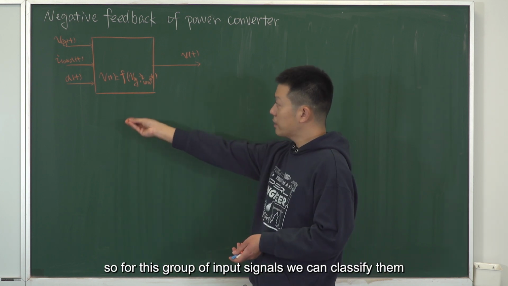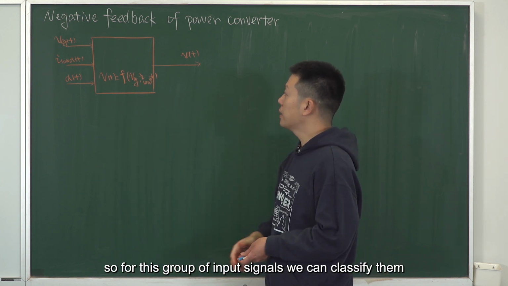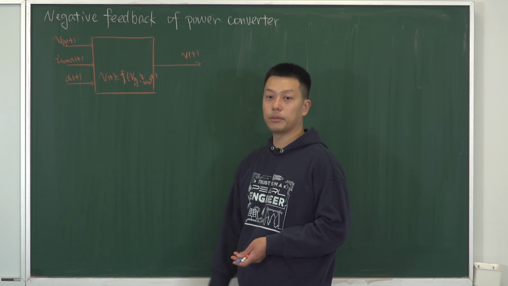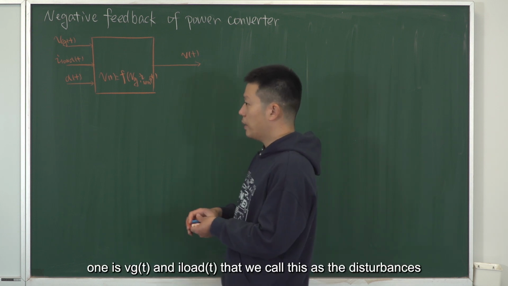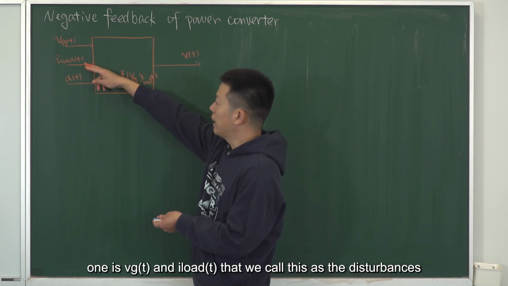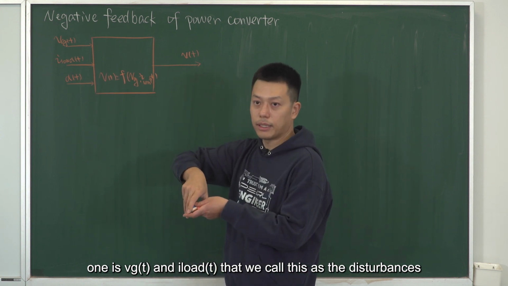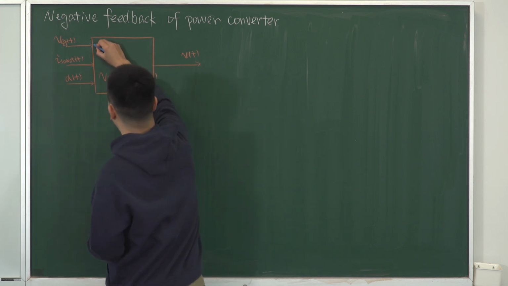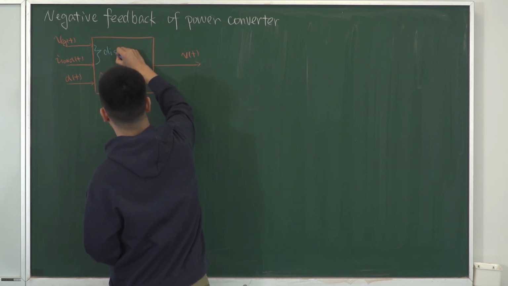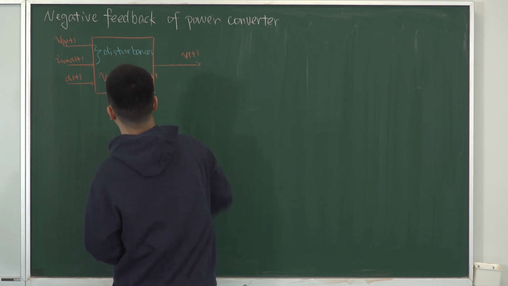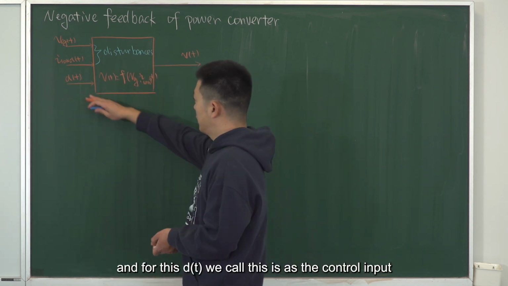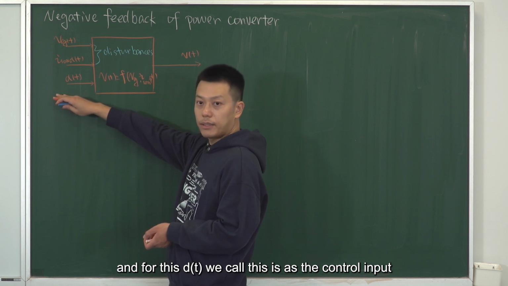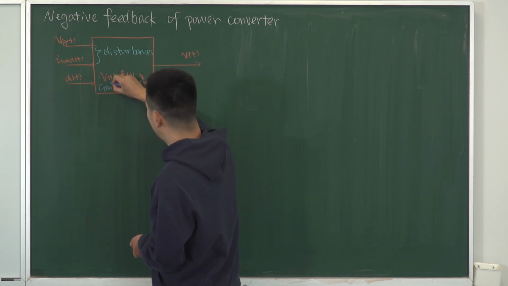So for this group of input signals, we can classify them into two categories. One is Vg and Iload. We call these the disturbances, right? Disturbances. And for this dt, we call this the control input.